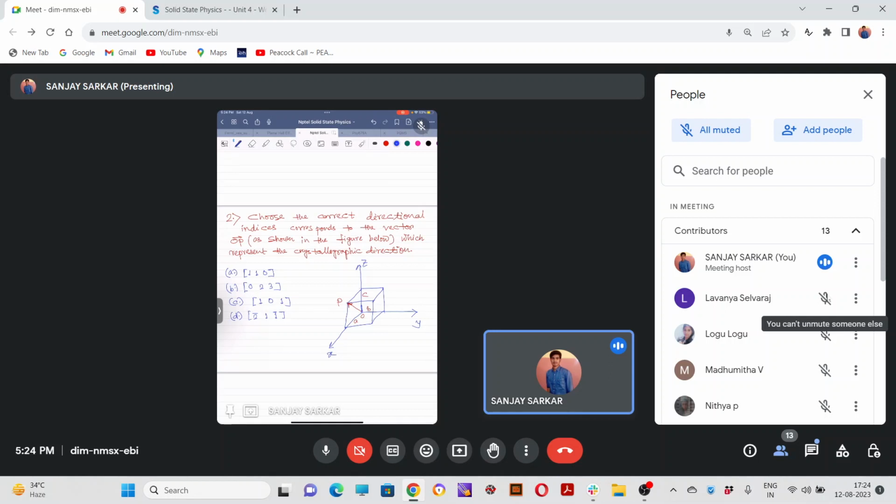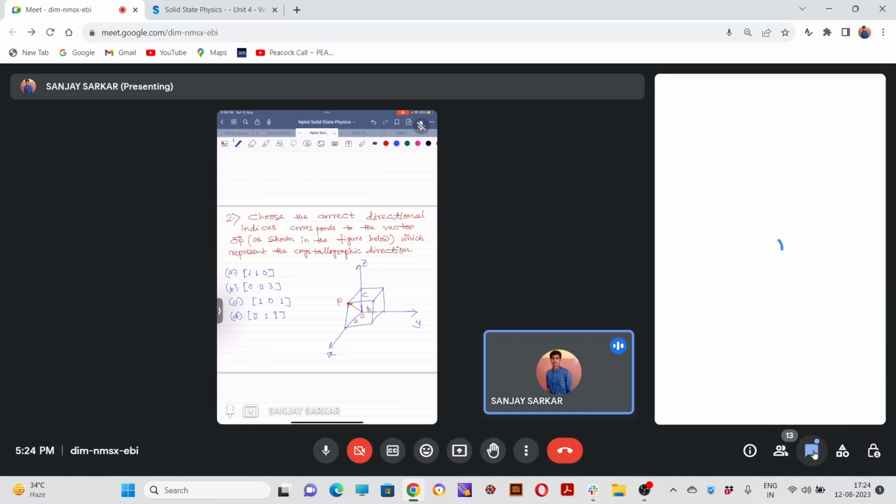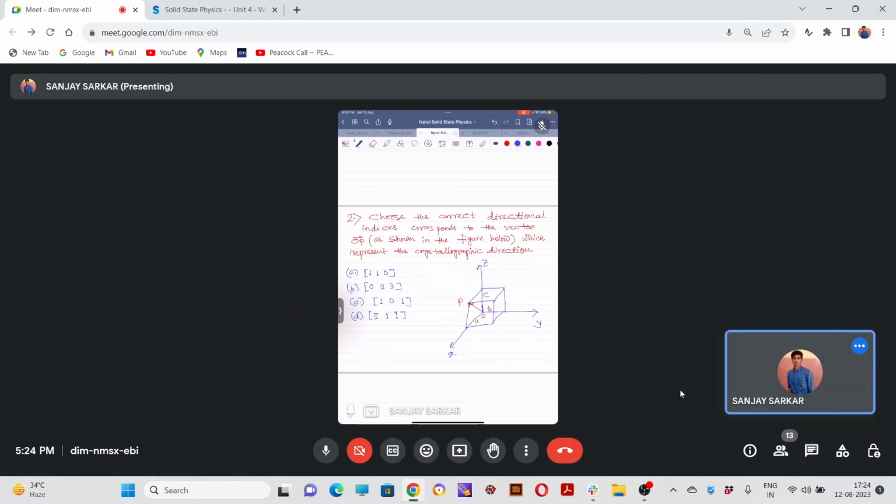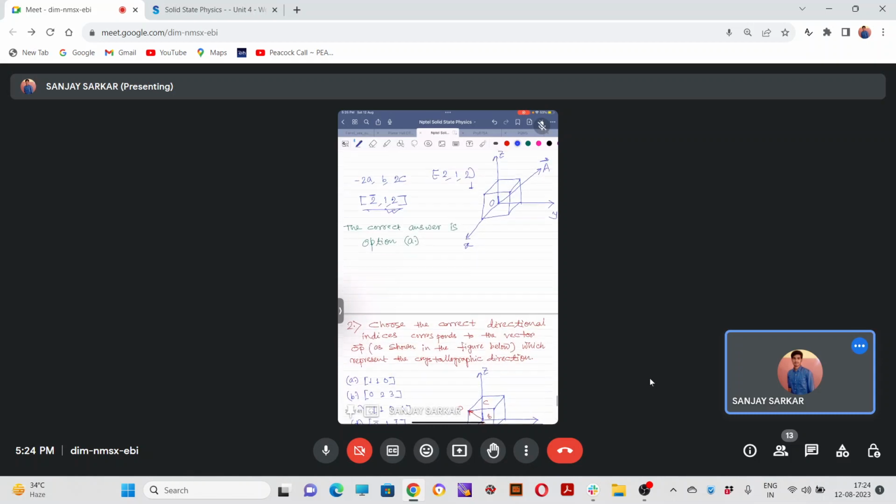It's the same way we did for the first question, but here the intercepts, sorry, the projections, are not directly given. You need to calculate them as I showed in the example before. So you can calculate in that way.